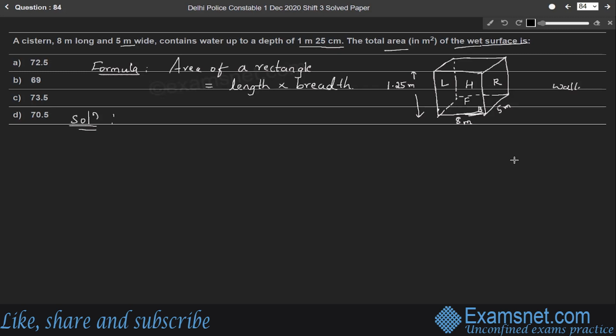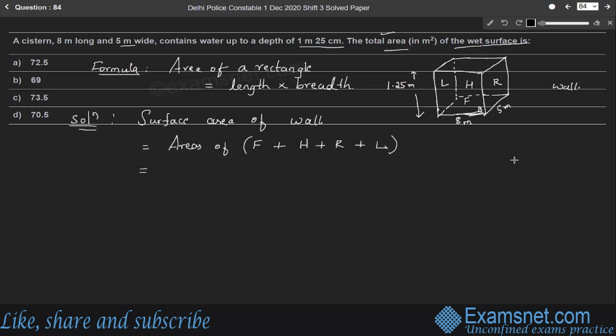Surface area of the wall. Before going to the total area of the wet surface, let us find the surface area of the wall separately: front, hind, right and left. Then we will find the bottom area separately and add them later. So surface area of wall is equal to the areas of front plus hind plus right and left.